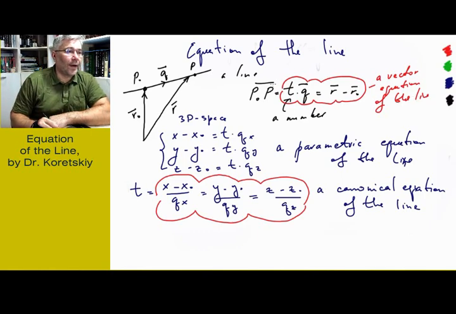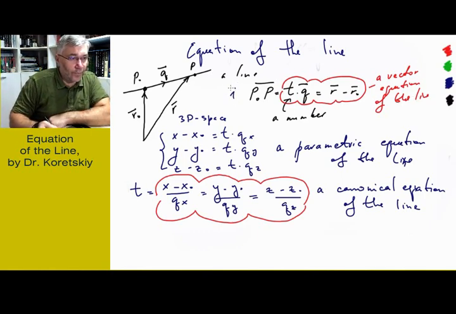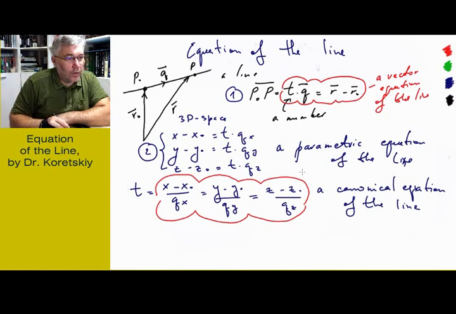So there are three ways here. A vector equation, which is t times the q vector equal to the radius vector of the arbitrary point minus r0. We have the second way, the parametric equation of the line, and the third way, a canonical equation of the line.